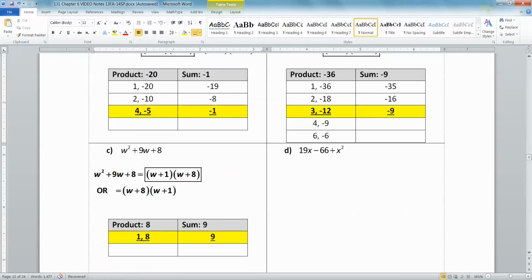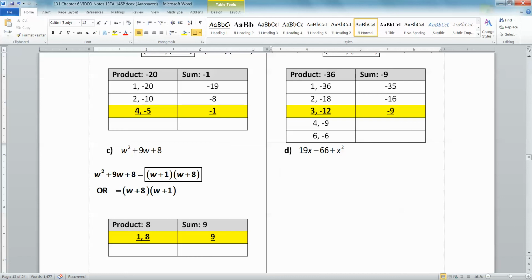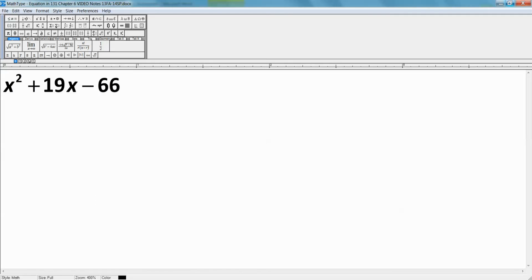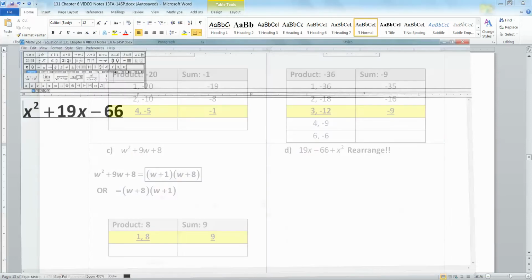Okie dokie. Let's get down to this one. Uh-oh, well, this is no good. I don't like the order of that at all. I want my x squared to be in front. It's my highest power, my leading term, if you will. So I'm going to write x squared plus 19x minus 66. Let me see if that's right. Yep, that's right. So I'm going to rearrange. I better make a note to myself: rearrange. All right, so I've rearranged it.